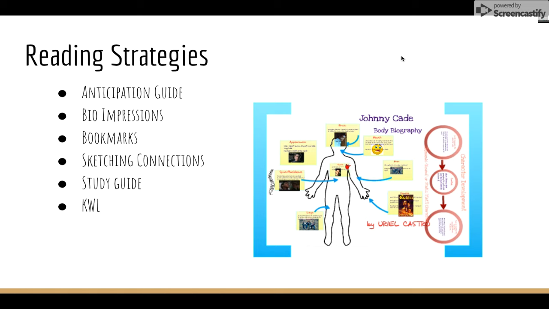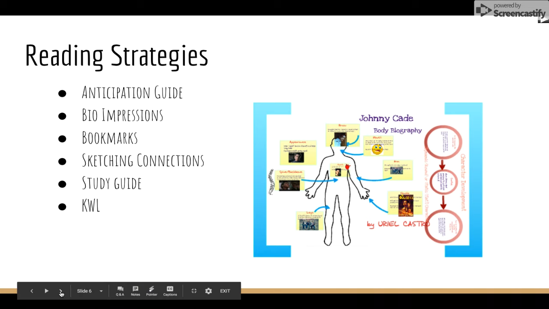And then, another thing we wanted to highlight is the reading strategies we used. So we used an anticipation guide, bio impressions, bookmarks, sketching connections, a study guide, and then a KWL chart. So know what you learned and then what you still want to learn. And then on the screen is an example of a bio impression on one of the main characters, Johnny, done by not a student of ours, just one that we found on the internet that was just a really good impression of what they think and how they're impacted by this specific character.